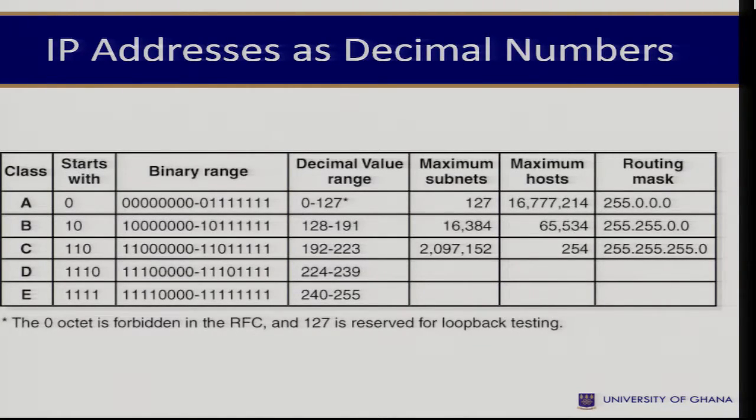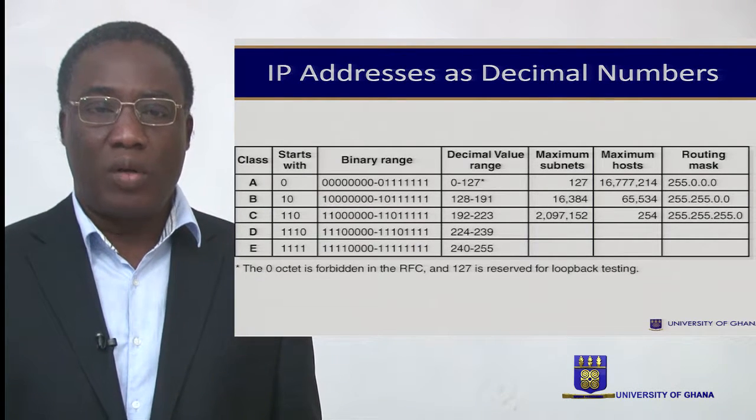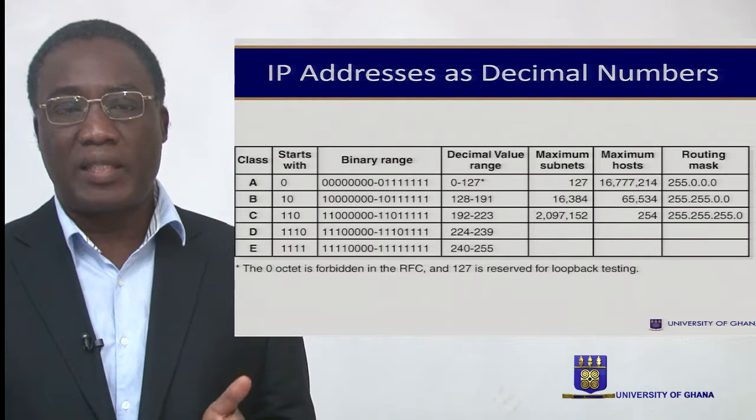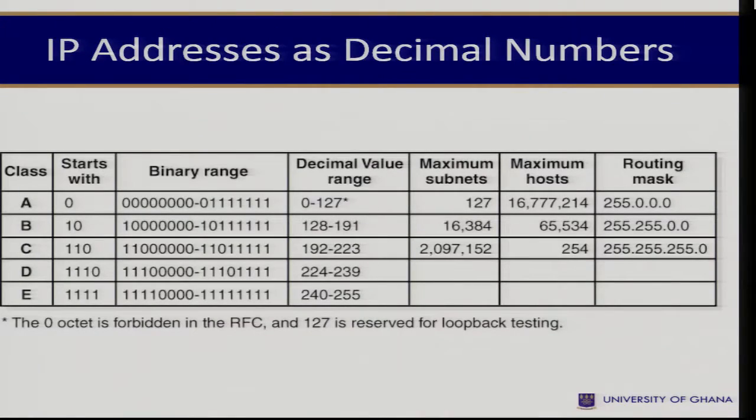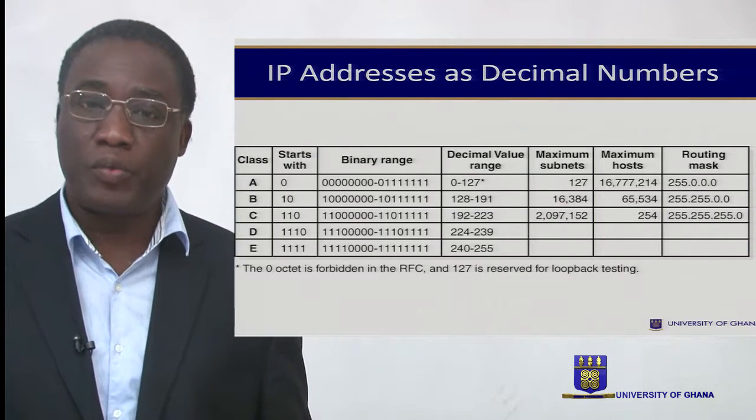1110, and so on. So the table actually shows you the classes, the addresses, how they start, the range of addresses, and then the range of the decimal values that they occupy. It also tells you the maximum number of subnets that you can have on these networks, and the maximum number of hosts under each circumstance, and then the masks, the subnet mask that you will require for routing purposes.